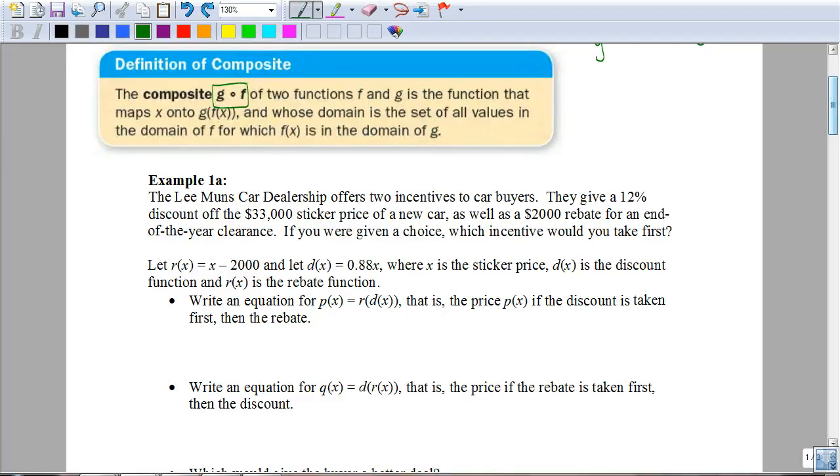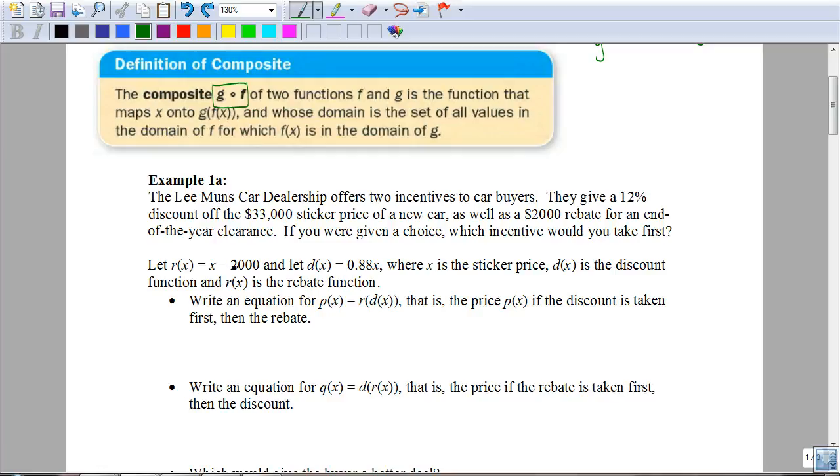They've given those to us here, but I want to talk about them for a second. Now, the first one is obvious, where we have R representing the rebate. We're going to get a rebate of $2,000, so it'll be whatever the price is minus $2,000. That makes sense. But let's look at the second one, where it says D of x representing the discount equals 0.88x.